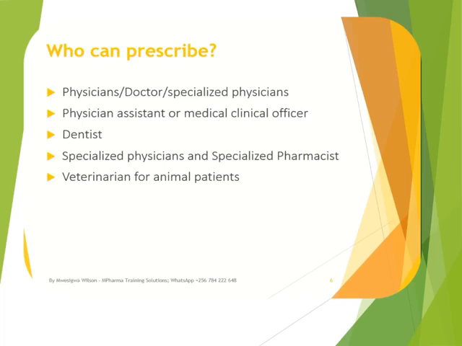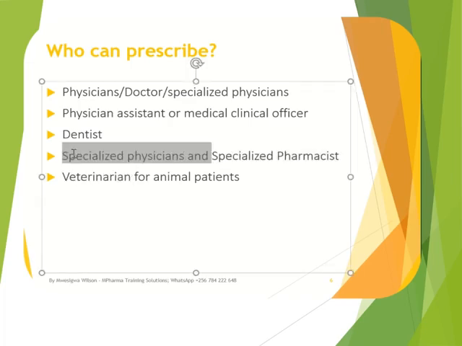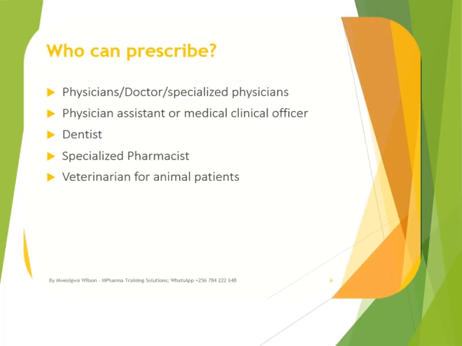Now, who can prescribe? Basically the physicians, the doctors, and specialized physicians, the gynecologists, pediatricians, to mention a few, and the physician assistants and dentists. Then specialized pharmacists, because as pharmacy professionals we are not allowed to prescribe or write a prescription, but those specialized ones could be allowed to. And the veterinarians for the animal patients.